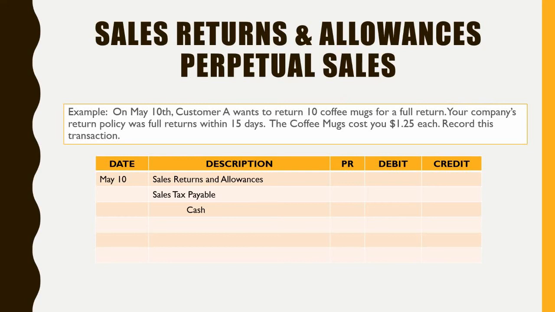Now let's take a look at this. If it was only 10 mugs, what was the original selling price? It was $5 each, so your sales returns and allowances is $50. Sales tax on $50 is $4.13. So you will be giving back cash of $54.13. Because this is a full refund, the customer is bringing back the product, and therefore you also need to reverse the entry to put the inventory back into inventory.